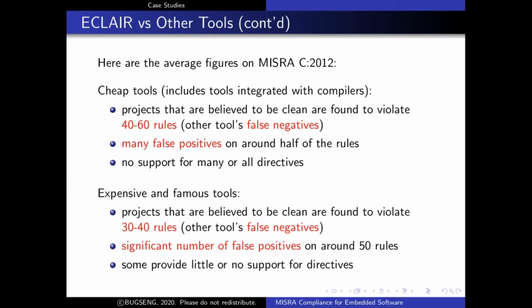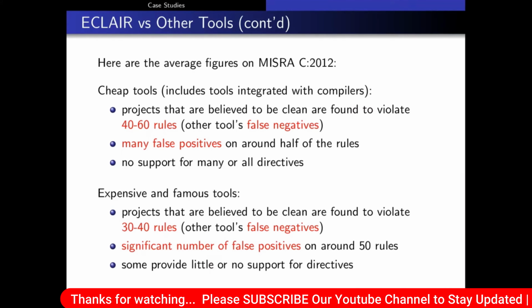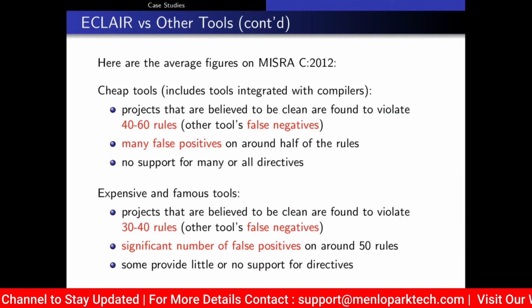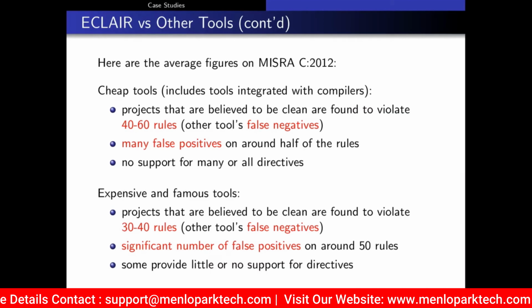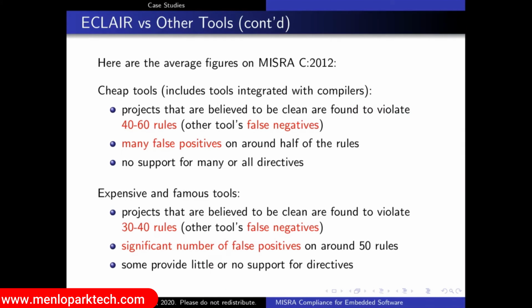Another category is the expensive and more famous tools, and the situation is a bit better, of course, in this case. Projects that are believed to be clean because these tools presented no violations are found to violate 30 to 40 rules, so again, false negatives of the other tools, and they also present a significant number of false positives on around 50 rules. And some provide little or no support for directives, again.